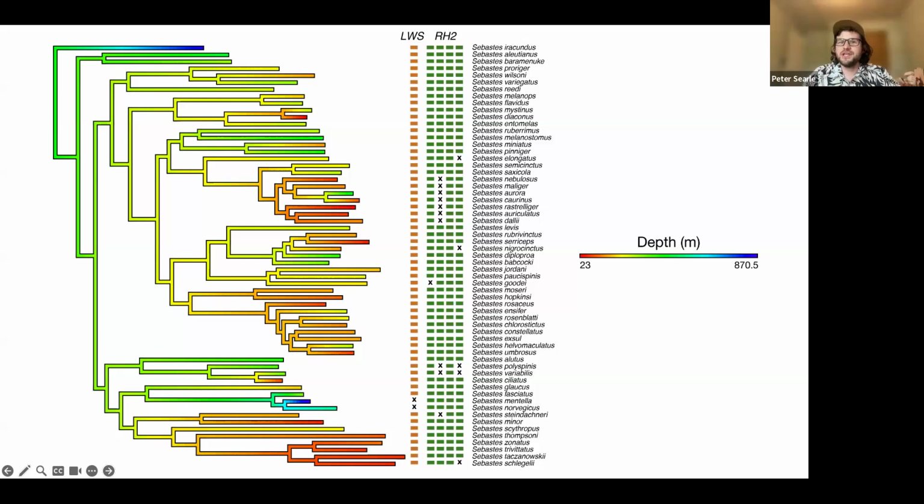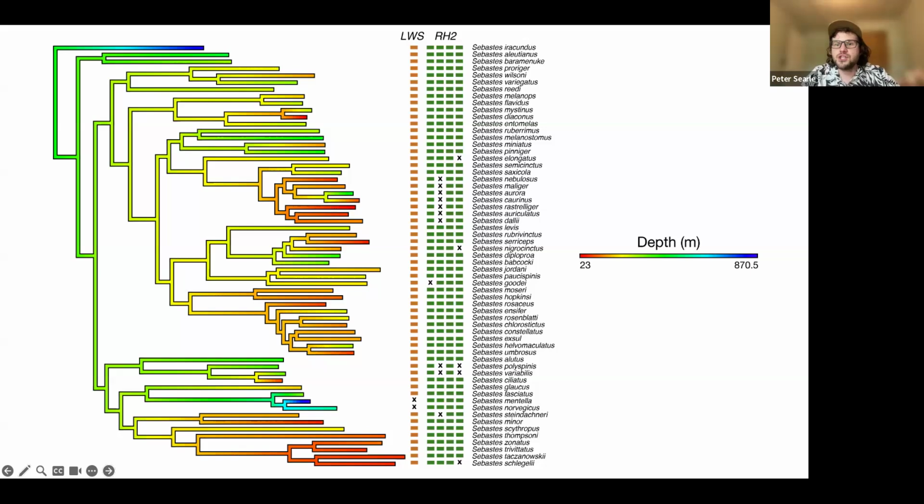I think there are a couple of reasons this could be the case. One potential explanation is that many of these species are brightly colored, so the retention of LWS could be indicative of visual signaling in these brightly colored species. Another explanation is that the pelagic shallow water phase in the larval and juvenile rockfish could be an important driver maintaining that copy number. So these fish are going up and coming down.